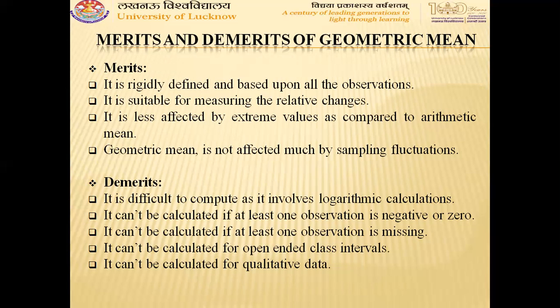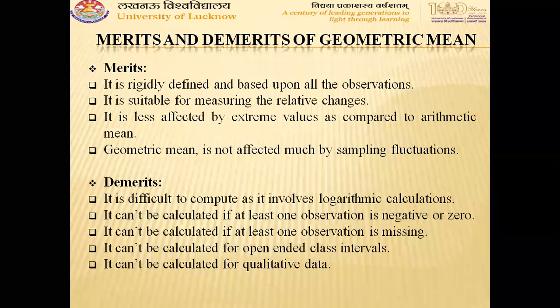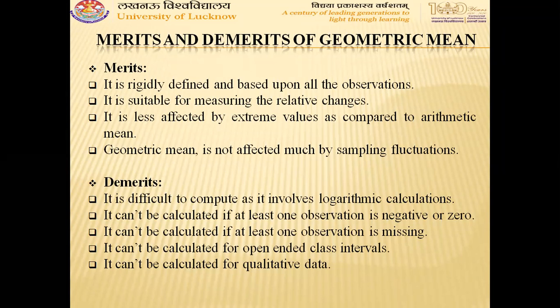Geometric mean can also not be calculated when observations are missing. It cannot be calculated if the class intervals are of open-ended type, and it cannot be used for qualitative data also. These are the drawbacks of geometric mean.